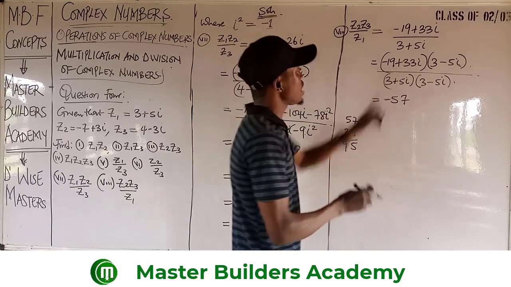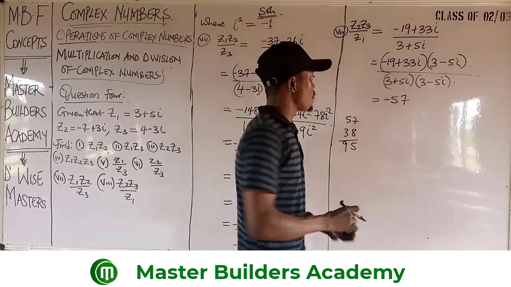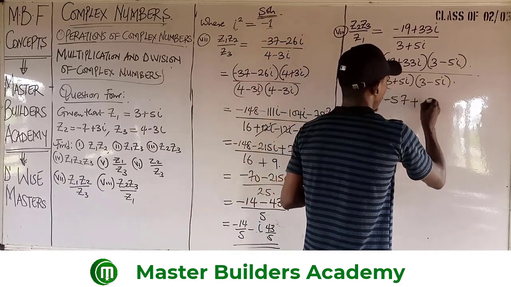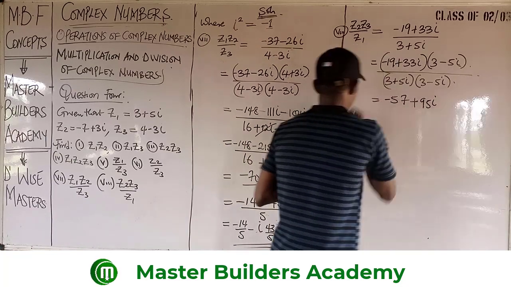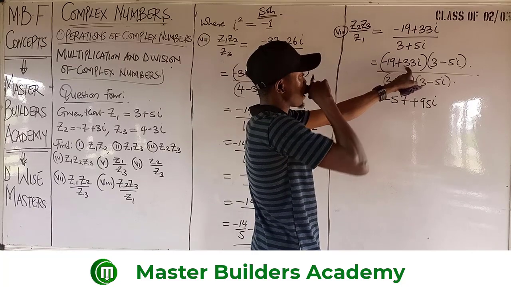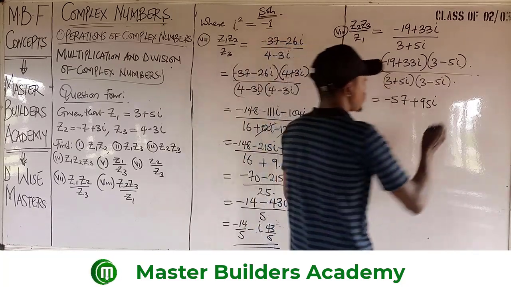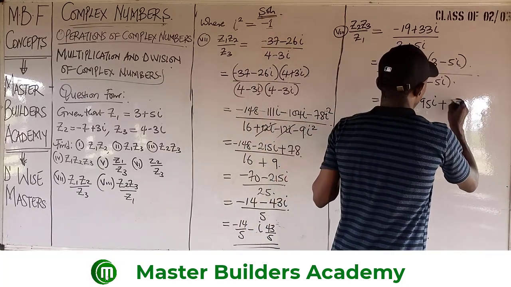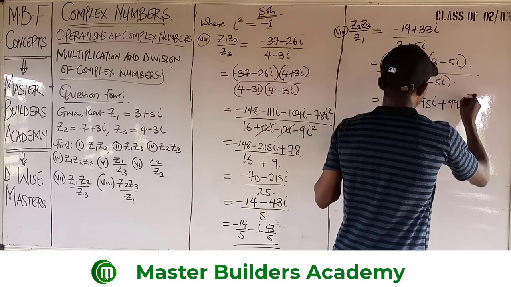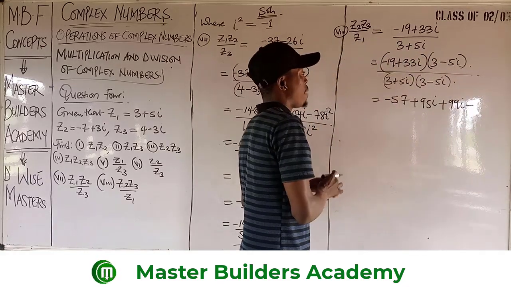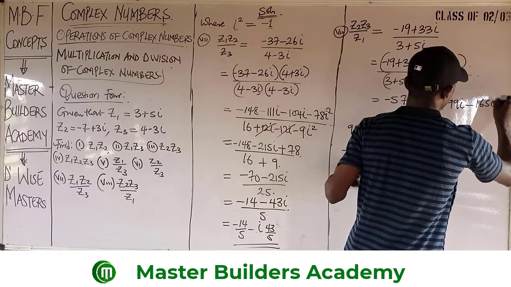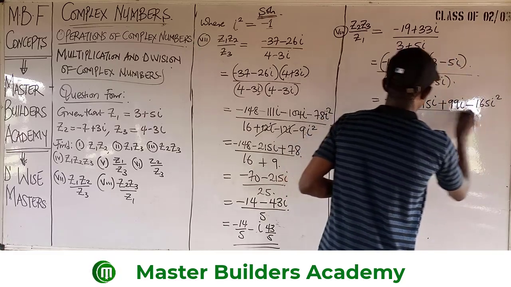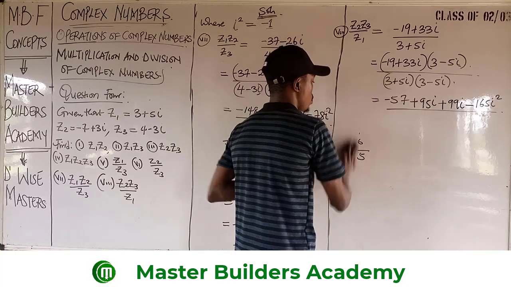Then take 19 multiplied by 5, that will give us 95, and that's positive 95i. We are done with that. Then 33 multiplied by 3 gives us 99, so we have 99i. Then 33 multiplied by 5, so we have 165i squared, all over. So we have been able to obtain the product of the numerator.